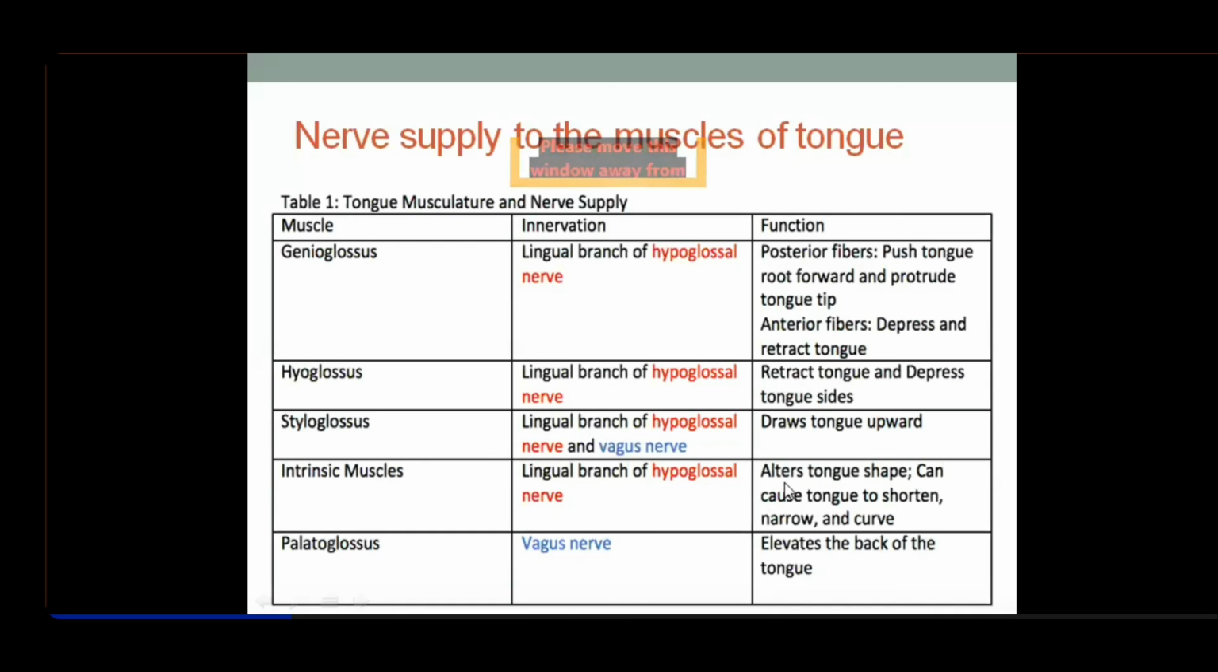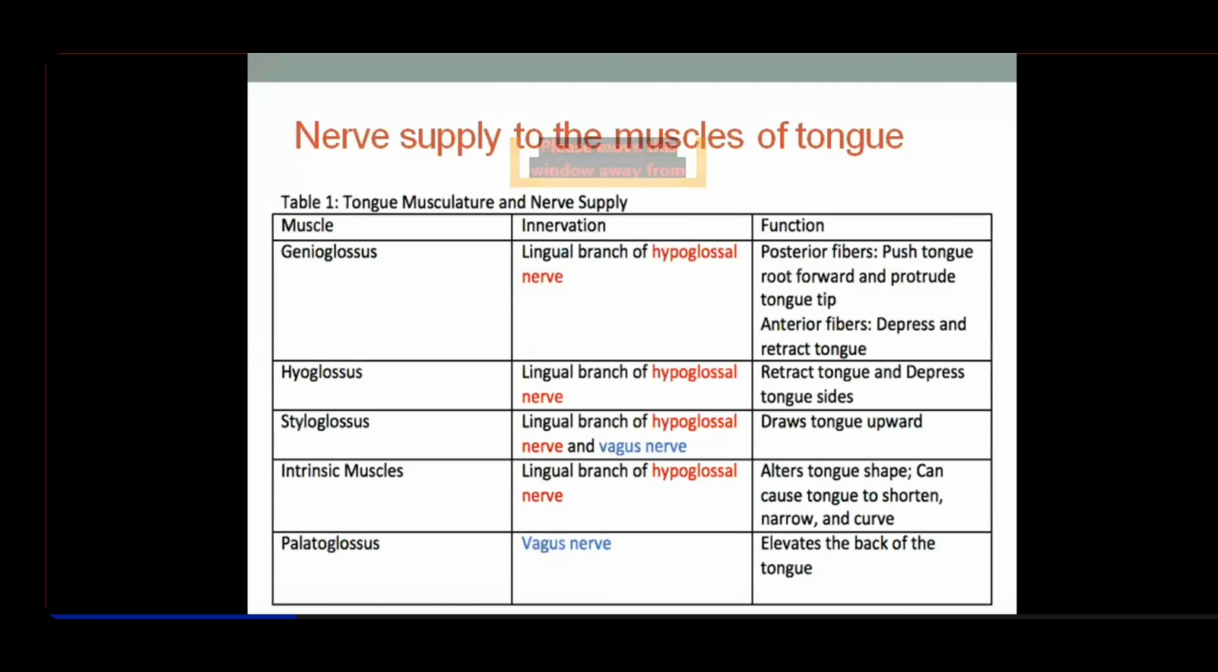Then the intrinsic muscles are separate. Alterations in tongue shape can cause the tongue to shorten, narrow, and curve. Remember, superior longitudinal muscles can be asked in different forms of questions. Which muscle causes the curling of the tip of the tongue upwards? Answer is superior longitudinal muscle. Which muscle causes the curving of the tip of the tongue below? The answer will be inferior longitudinal muscles, right?